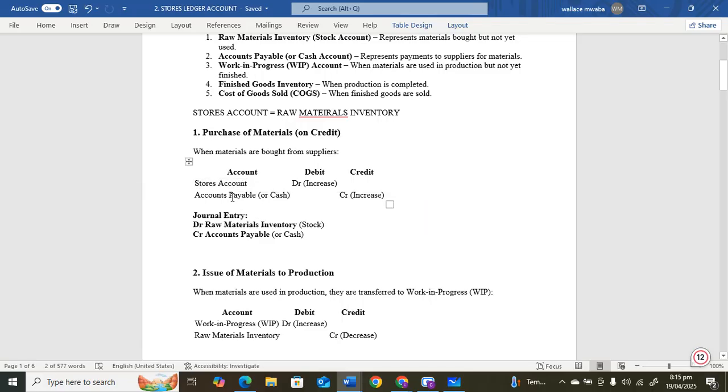Then if you don't pay any money, it means you are owing someone. So an increase in a liability, you credit. If you pay money, since money is coming out of your pocket, money is an asset, cash is an asset, a decrease in an asset, you credit.